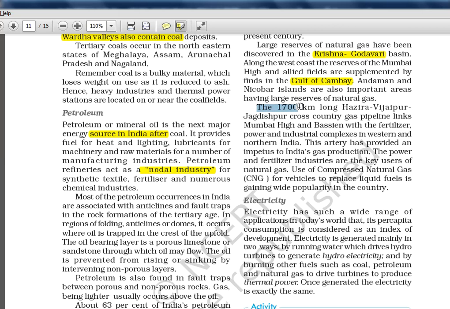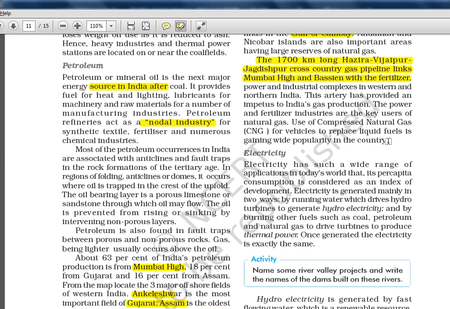The 1600 kilometer long Hazira Vijaypur Jagdishpur. Okay, this is the HVJ which I showed you in the map. This is the gas pipeline which is linking Mumbai High with the basin. So it will be linking 2 to 3 states there. I think Madhya Pradesh and Maharashtra and all those places it will be linking.